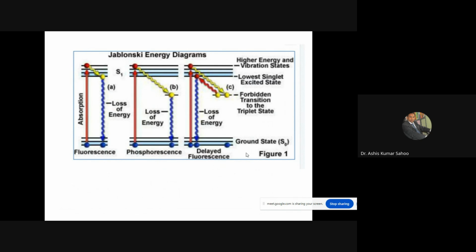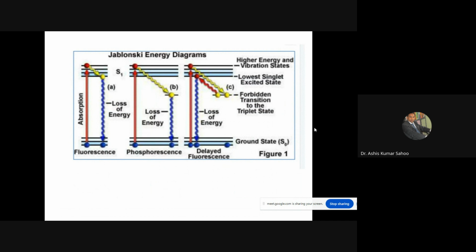Delayed phosphorescence: from the ground state S0 the molecule goes to S1, a higher energy level, lower singlet excitation, and then there is a transition to the triplet. So this will come to triplet, and this is called delayed phosphorescence. These are the different processes that occur when a molecule or electron is excited.